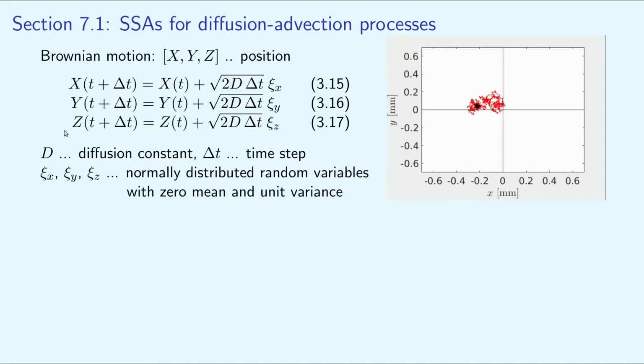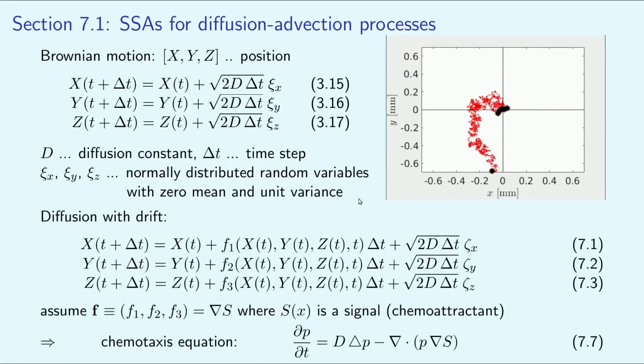At each time step, we use three normally distributed random numbers with zero mean and unit variance, and we calculate the position at time t plus delta t from the position at time t by adding a random displacement. Equations 315 to 317 are discretized versions of stochastic differential equations with the zero drift term. One possible way to add active transport into our modeling is to replace equations 315 to 317 by stochastic differential equations with non-zero drift terms, given in the lecture notes as equations 71 to 73.